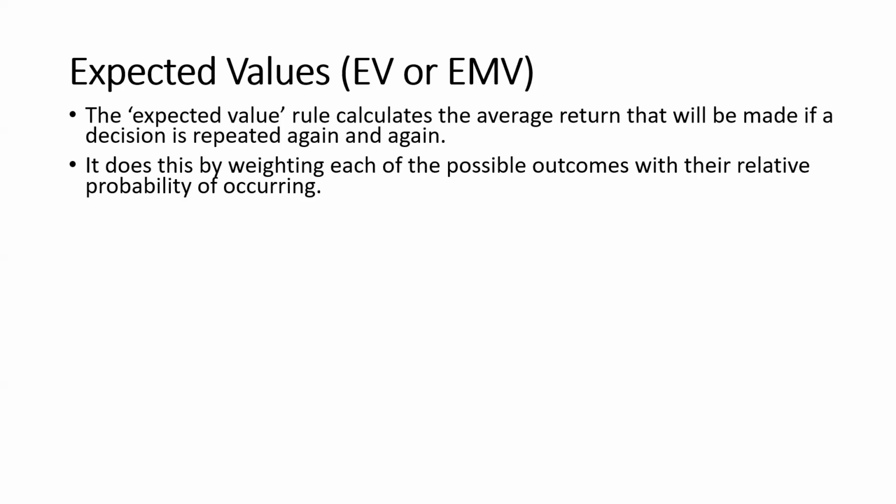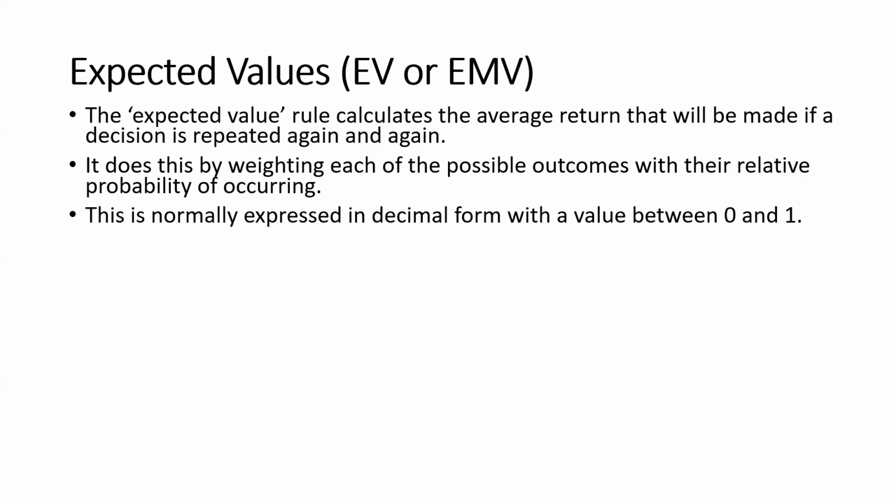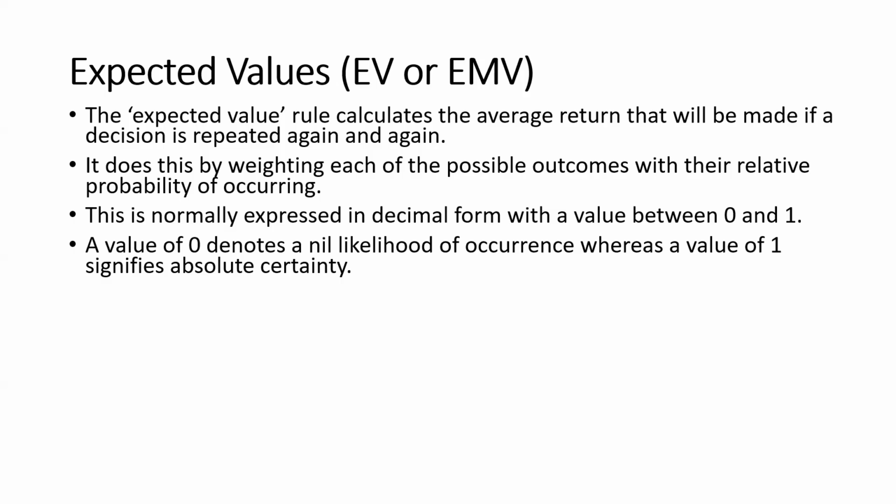It is calculated by weighting each of the possible outcomes with their relative probability of occurring. This is normally expressed in a decimal form with the value between 0 and 1. The value of 0 denotes a nil likelihood of occurrence, whereas the value of 1 signifies absolute certainty.